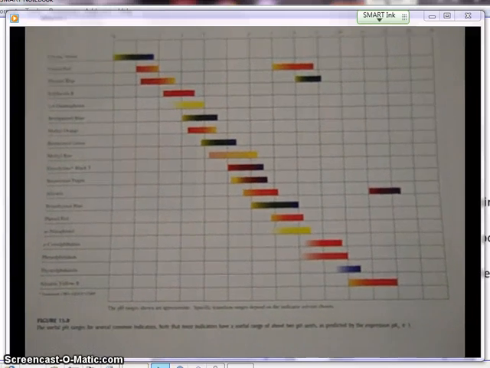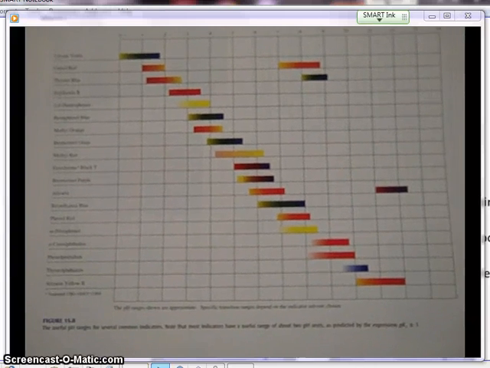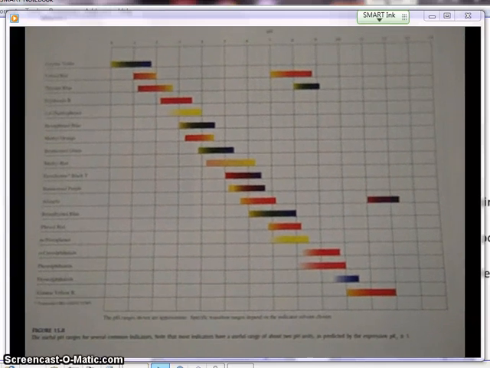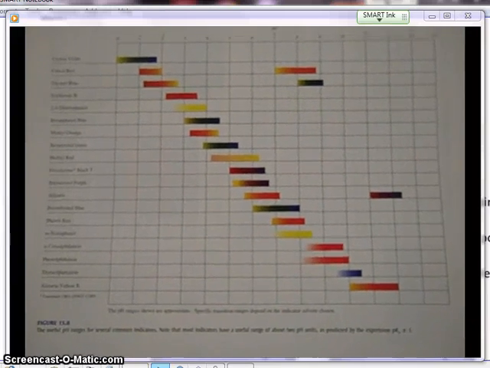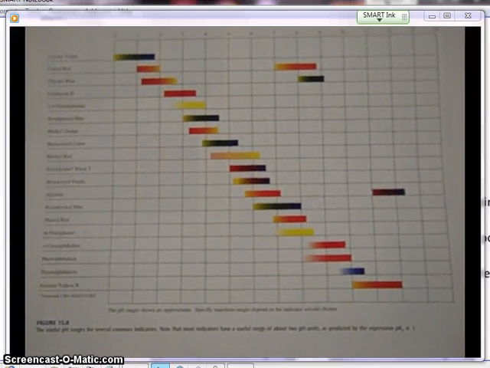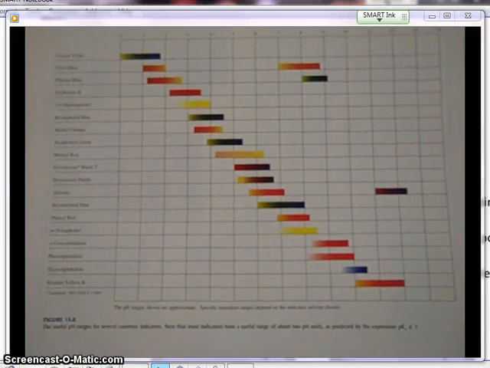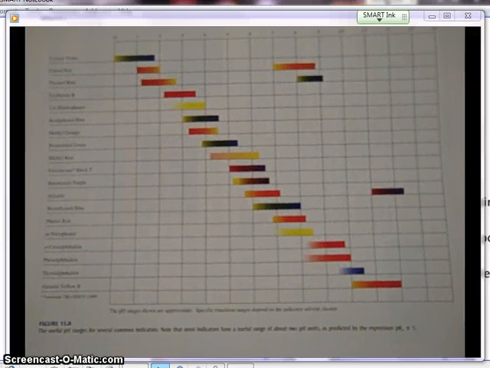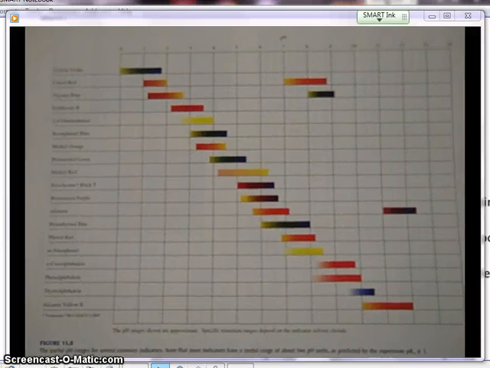Now, we have used indicators for a very long time in chemistry. If you think back to the lab that we did on Friday where we had the digital pH meter and all that technology, that hasn't been around for that long, but these indicators have been present for thousands of years. There are very natural sources.